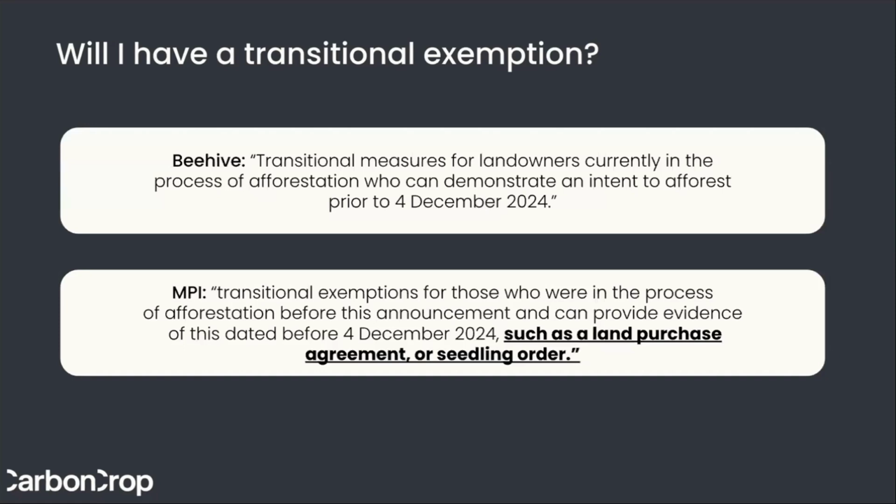These 2 specific comments were in the announcements. Transitional measures for landholders currently in the process of afforestation who can demonstrate an intent to afforest prior to 4th December 2024. Implication here is that you don't necessarily actually have to have trees in the ground, but you do have to be able to demonstrate an intent that predates this announcement and that you're currently in the process of afforestation. MPI: transitional exemptions for those who were in the process of afforestation before this announcement and can provide evidence of this dated before 4th December 2024. And helpfully, they give a couple of examples, such as a land purchase agreement or a seedling order.